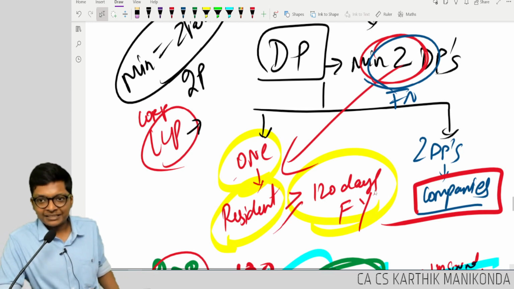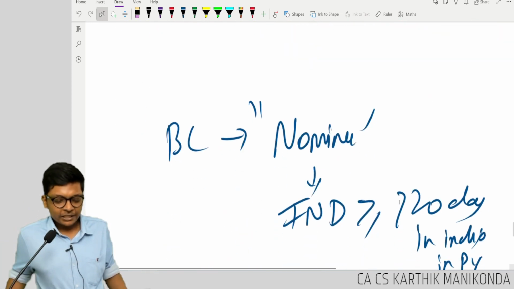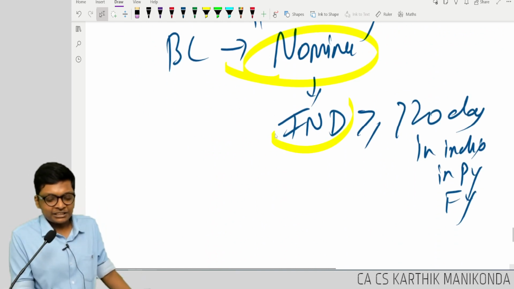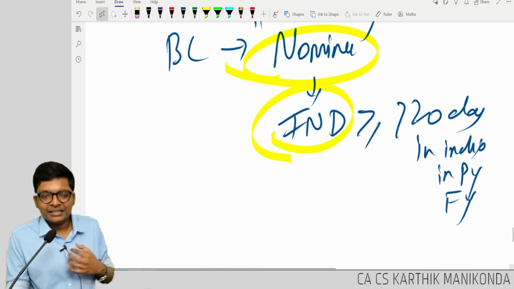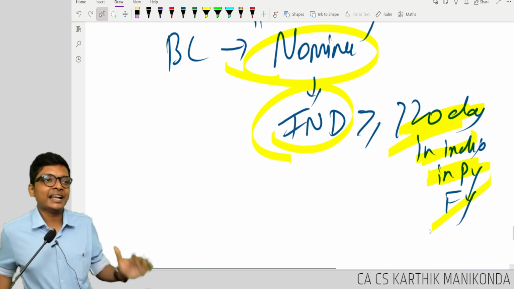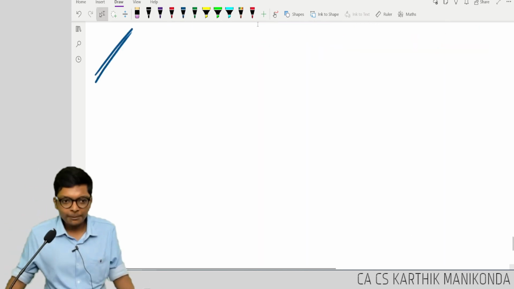What if a scenario comes where both the 2 DPs are companies? Then if both are companies, I should at least appoint one nominee. Such a nominee should be an individual, who stayed in India for more than or equal to 120 days in the previous financial year. Clear, guys? Now we'll leave LLP and come back to unit 3.